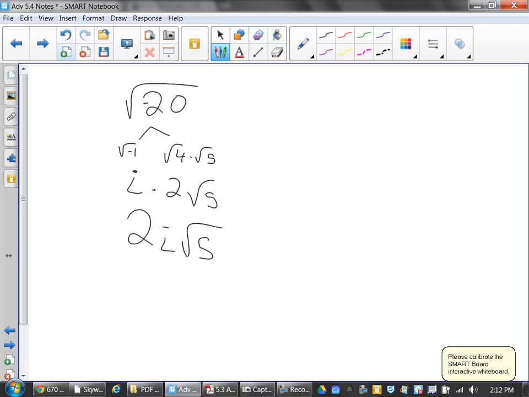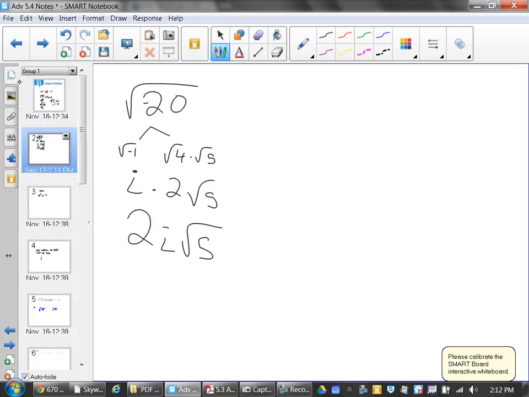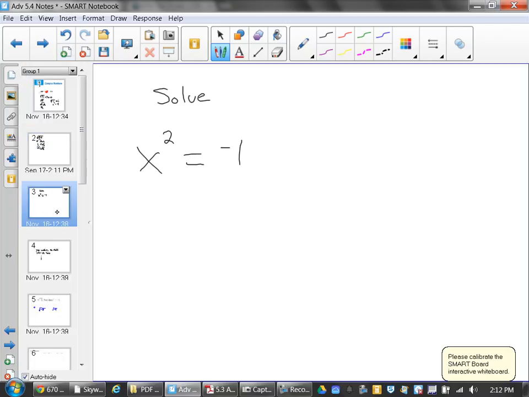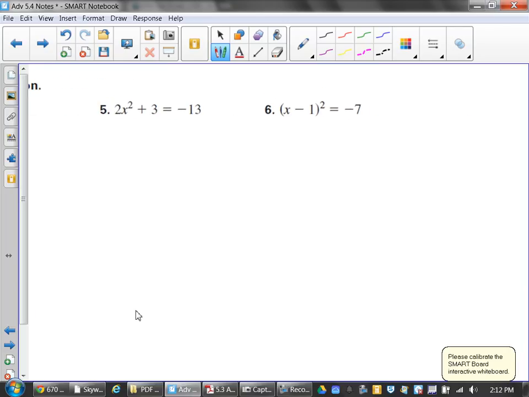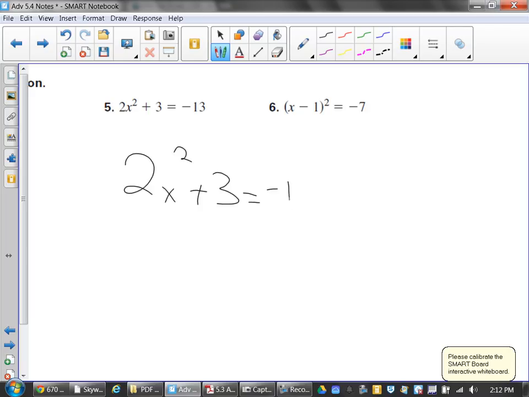Pretty much. So in essence, it doesn't change anything except the following. It doubles the amount of problems you can do now. Yesterday, you solved all those problems where you set some square root equal to a positive value. Well, now you're going to be able to solve stuff that has square roots that equal negative. Like number 5 here: 2x squared plus 3 equals negative 13.